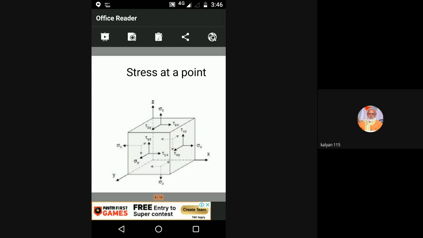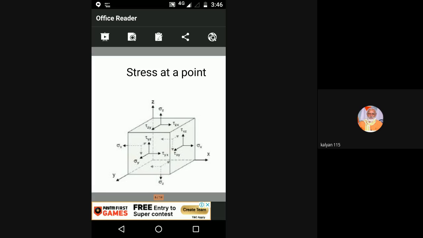If I simply call it 50 megapascals, we can't answer the question of in which plane, in which direction. That means it is meaningless. So that kind of quantity we call a tensor quantity. The stress is a tensor quantity. It depends upon the plane and direction.